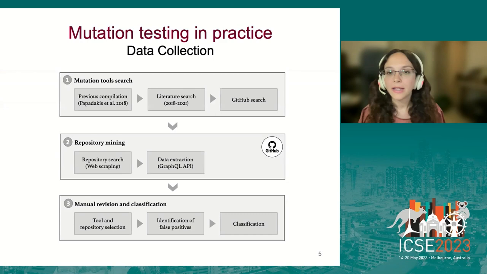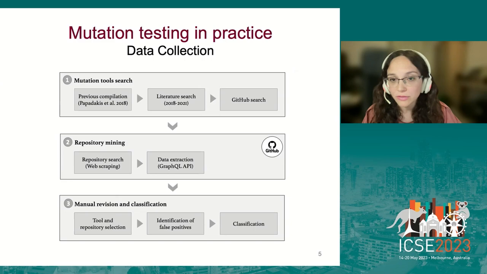In order to try to answer this research question, we performed a deep process of data collection. This was performed in three steps. First, we performed a systematic search for mutation testing tools, a literature search, and a GitHub search. Second, we conducted a systematic search for GitHub repositories, including evidence of use of those tools. This was an automated process using data mining. And third, we performed a thorough manual revision and classification of more than 3,500 repositories found on GitHub.